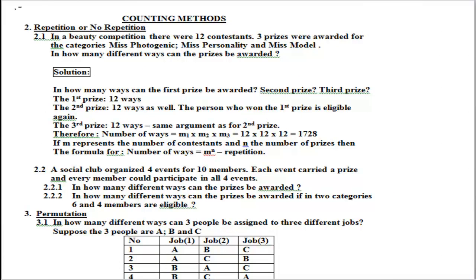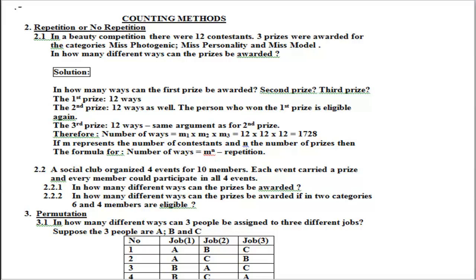This next topic is on counting methods, and counting methods starts from page 94. Now, if you look at the first one, it talks about repetition or no repetition. In a beauty competition, there are 12 contestants. 3 prizes are awarded for the categories Miss Photogenic, Miss Personality, and Miss Model. In how many ways can the prizes be awarded?